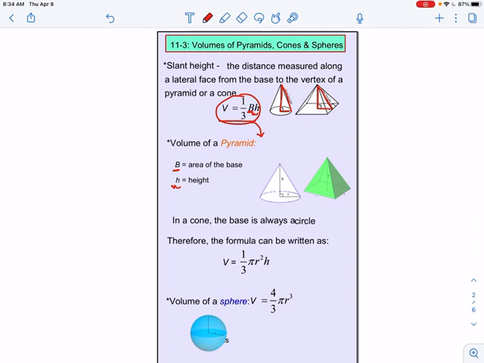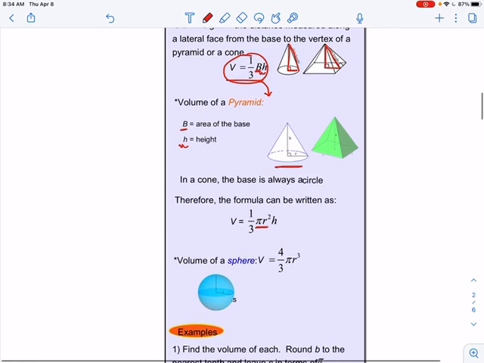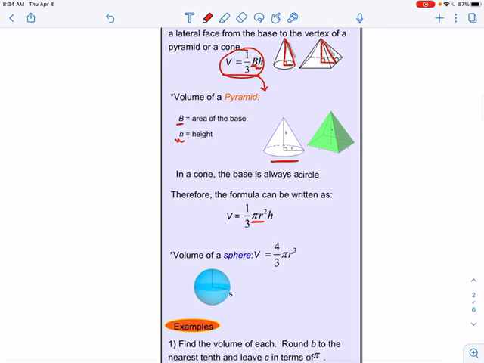If you have a cone, a cone always has a circular base. Therefore, the formula can be written as 1/3 the area of the base, and the area of a circle is pi r squared. So the volume of a cone is 1/3 pi r squared h. Then we also have the volume of a sphere, which is 4/3 pi r cubed. Just be careful to make sure you're cubing it there and not squaring it.